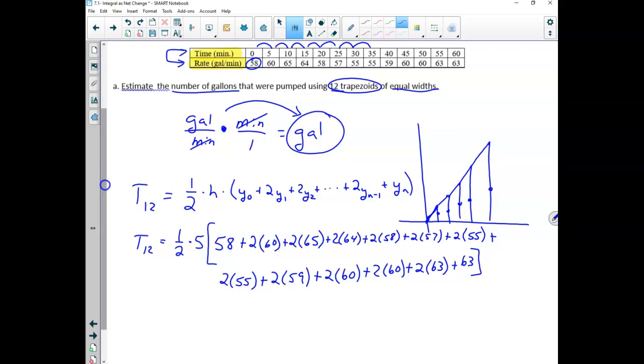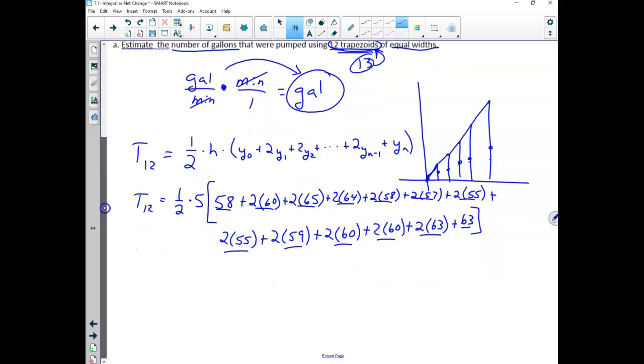And notice, when I'm thinking about how many different values I should be summing up with 12 trapezoids: if I have 5 trapezoids, like right here, I have 1, 2, 3, 4, 5, 6 values. So if I have 12 trapezoids, I'm going to have 13 values getting summed. 1, 2, 3, 4, 5, 6, 7, 8, 9, 10, 11, 12, 13. I got them all. That's how many I should have.